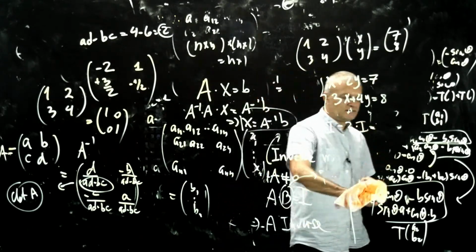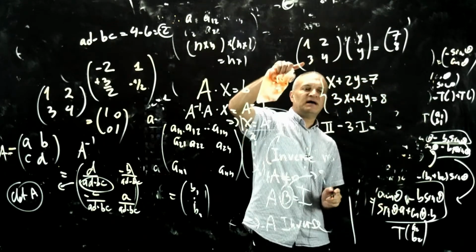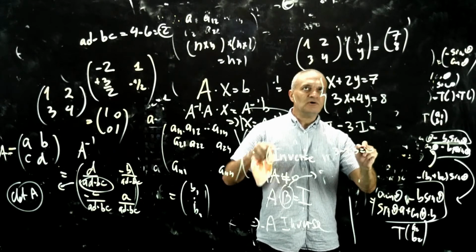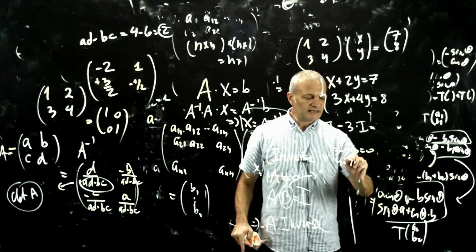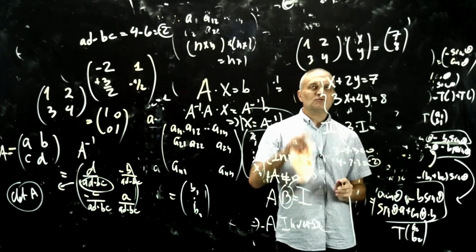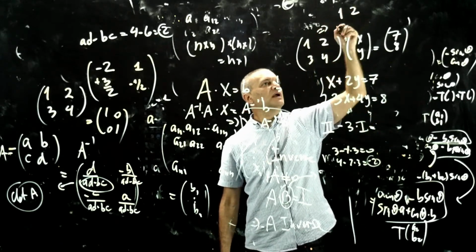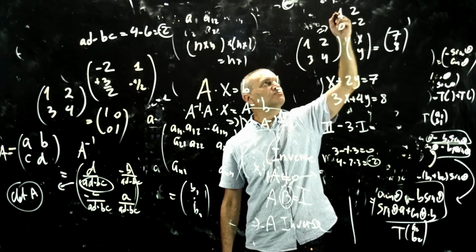So you are getting 3 minus 1 times 3, which is 0. And here we are getting 4 minus 2 times 3, which is minus 2. So here you are getting the following matrix. It's going to be 1, 2, and here you're getting 0, minus 2.